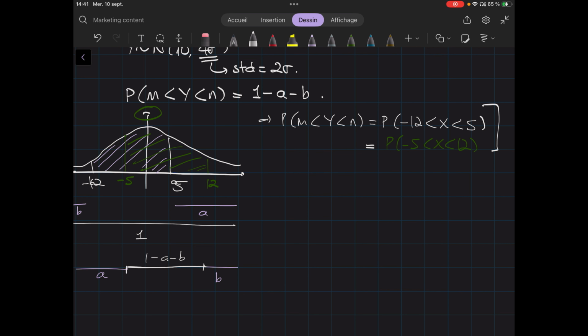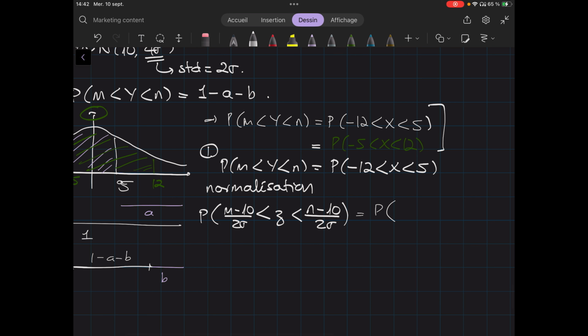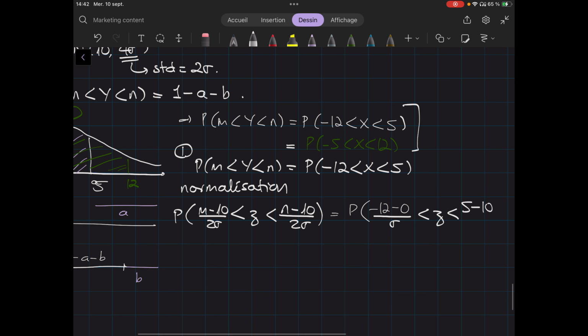Now let's go back to our question. We know that P of m less than y less than n is equal to P of negative 12 less than x less than 5. This is going to be our first option. This means that when we normalize, they should have the same z-score. So let's normalize this. Normalizing m, we will get m minus 10 divided by 2 sigma less than z less than n minus 10 divided by 2 sigma. On the other hand, we'll have negative 12 minus 0 divided by sigma and 5 minus 0 divided by sigma. 0 is the mean of x. This guy is the mean of y, just to remind you.